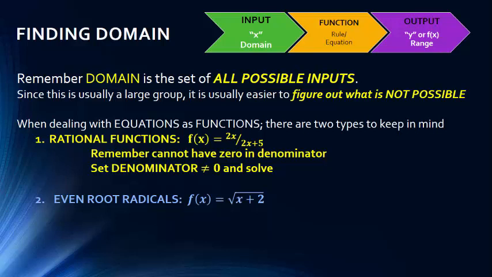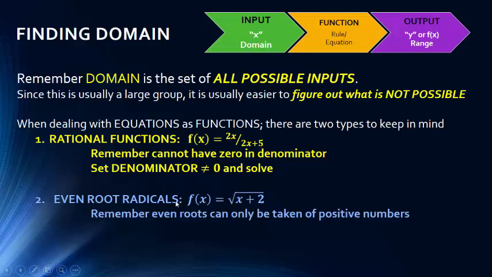Also notice if we have square roots, which is kind of what we did in the last example, y squared equals x. We could have said y equals the square root of x. Okay? And remember, even root radicals means a square root, a fourth root, a sixth root, not a cube root, not a fifth root, but an even root. Even roots can only be taken of a non-negative number. So for example, you cannot take the square root of negative 25 because no number times itself will equal a negative number. Negative times negative is positive, positive times positive is positive. So with even roots, whatever's inside has to be non-negative. And so we set the radicand, that's the inside part, greater than or equal to 0 and solve.